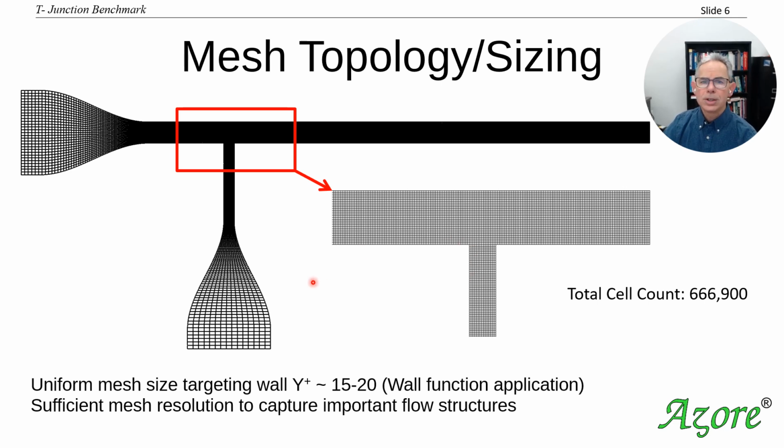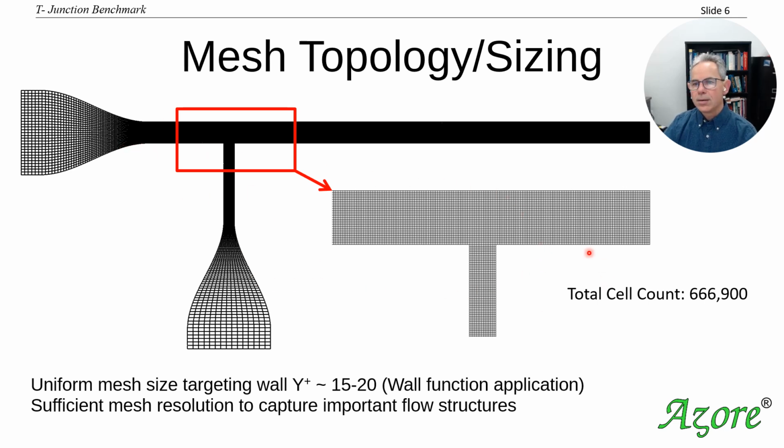For the mesh topology, we used a hexahedral mesh, just over 500,000 cells. We're going to target a wall y plus of right around 15 to 20. And that is the method that we're going to use to resolve the turbulence near the walls.